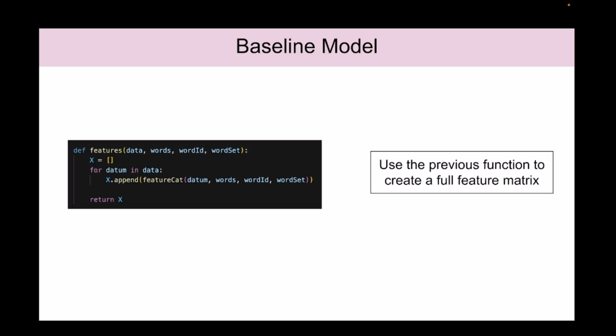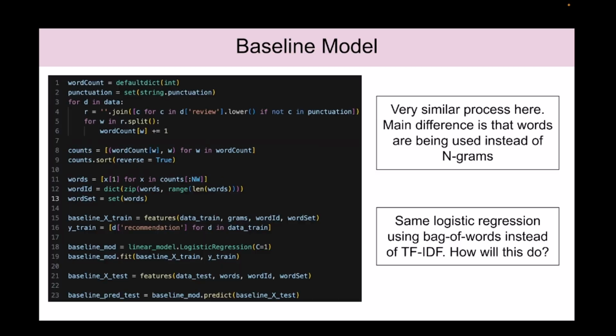We'll then use the previous function inside this new features function to construct a full feature matrix by getting the feature vector from each review. Now, to train our baseline model, we're going to be using a very similar process to what we did, but essentially the main difference is that instead of getting the n-gram counts, we're going to be using word counts, and that's what's being used in the words and word set. And the same logistic regression model is going to be used, except we're just going to be using the bag of words matrix instead of TF-IDF. So how well does this do?